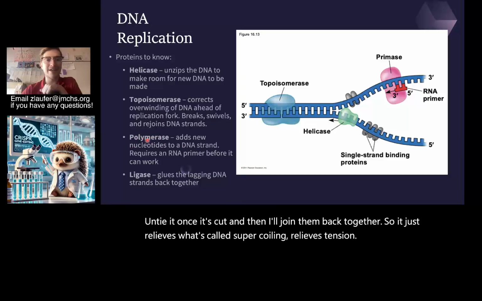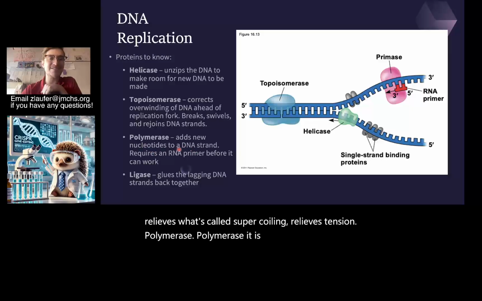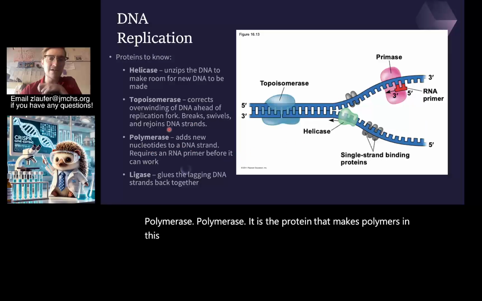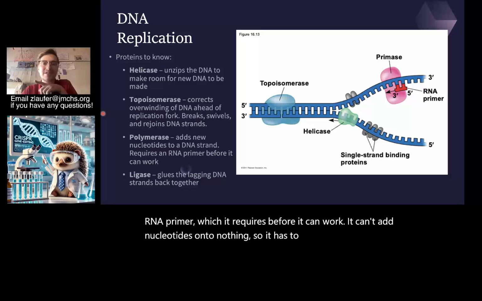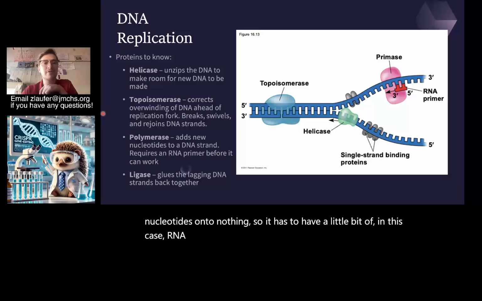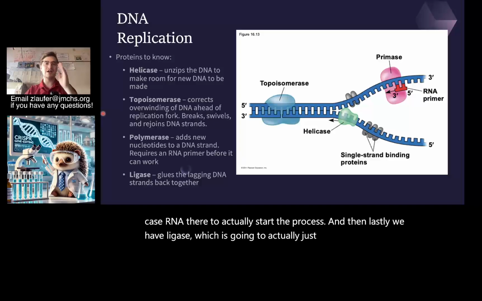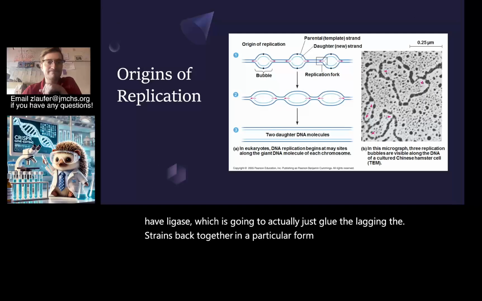Polymerase, polymer-ase, it is the protein that makes polymers, in this case of DNA. So it's just going to be adding the DNA to the RNA primer, which it requires before it can work. It can't add nucleotides onto nothing, so it has to have a little bit of, in this case, RNA there to actually start the process. And then lastly, we have ligase, which is going to actually just glue the DNA strands back together in a particular form that we'll talk about later.